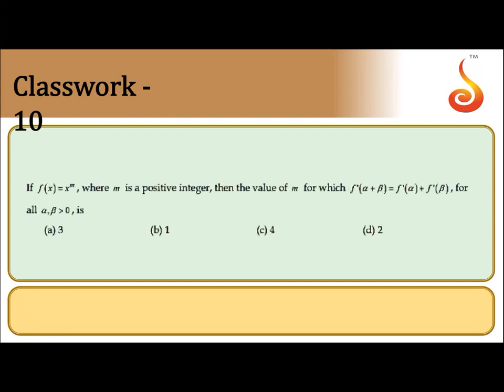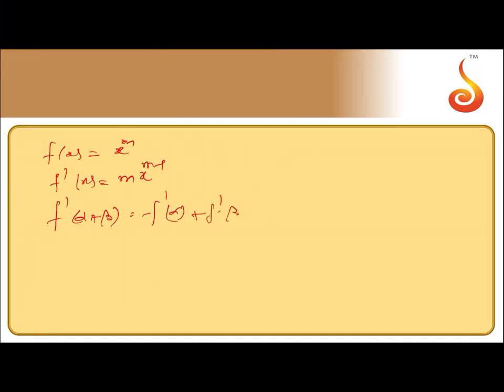Coming to the 10th one. F of x is x to the power of m, then find a positive integer m such that f dash of alpha plus beta is equal to f dash of alpha plus f dash of beta. So I say f of x is equal to x to the power of m. F dash of x is equal to m x to the power of m minus 1.